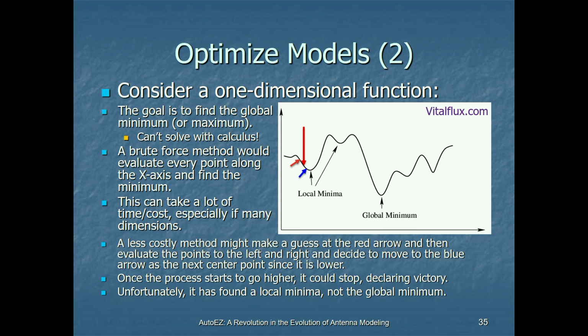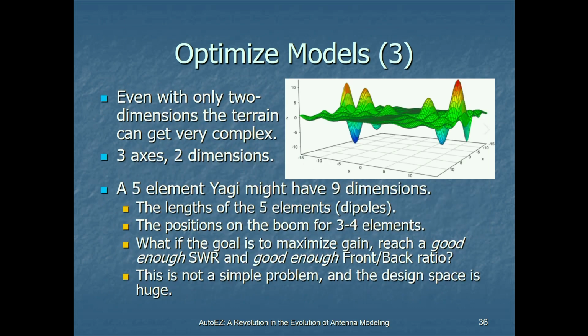You tell it to optimize the design, and it does, but it's only in a part of the design space. But it turns out if some other part of the model was more radically different, it might even be better by however you define better. That would be like the global optimization. And that can be tough to do. And of course, if you think about a 5-element Yagi, right, we could say it has 9 dimensions. The length of the 5 elements, and you're probably moving the position of 4 of the 5, right?